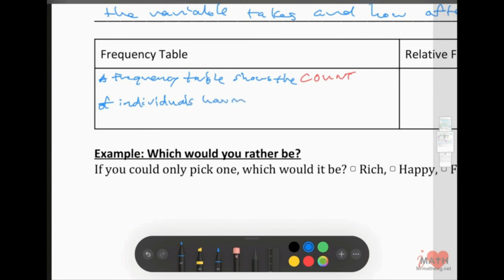having each data value. And to emphasize count or frequency, you can just count, right?